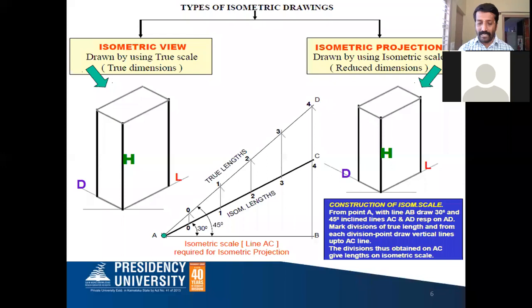If you have your calculator, you can directly multiply the actual dimension of any object by 0.816 and convert it. But in industries and all, they use this isometric scale. So easily, with the help of your compass, you are able to take the isometric length for each and every dimension. That's all. Okay, so I hope all of you understood how to draw the isometric scale.